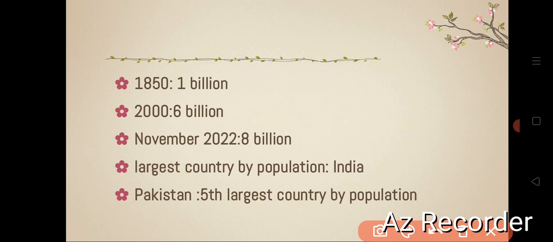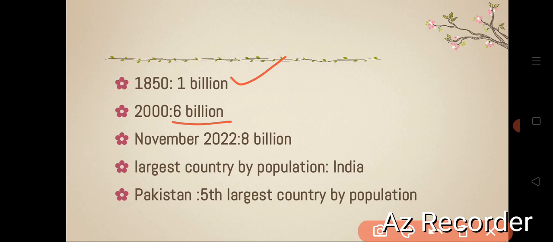Now, if we look at statistics, in 1850, human population was 1 billion. In 2000, it grew to 6 billion. It means during the span of 150 years, human population increased from 1 billion to 6 billion, almost 5 billion. This increase in human population has been seen in these years.